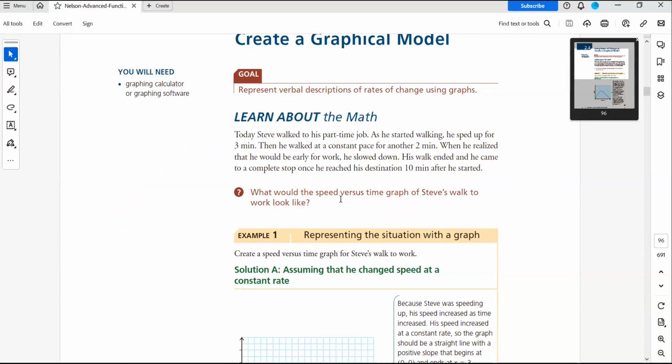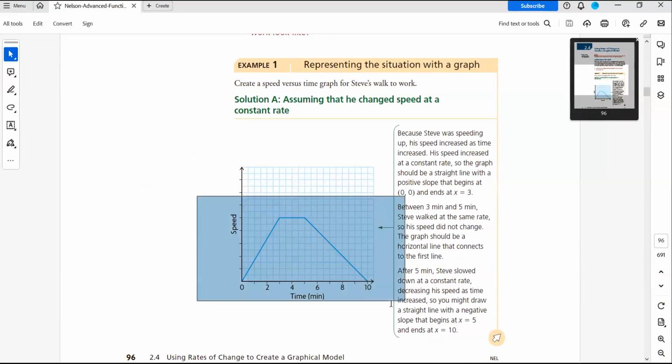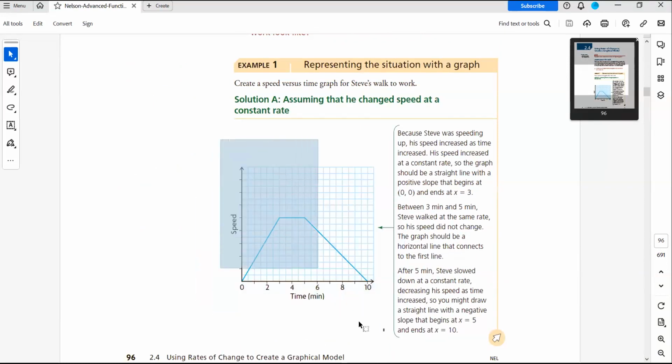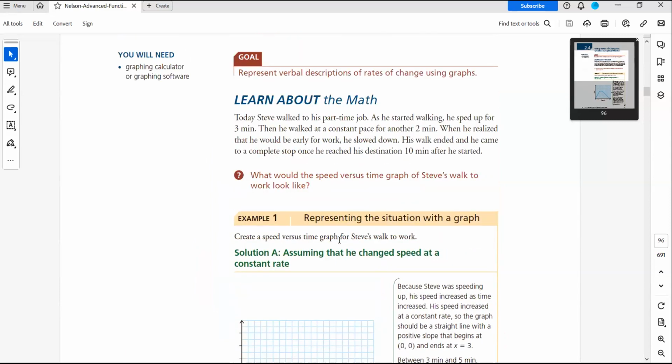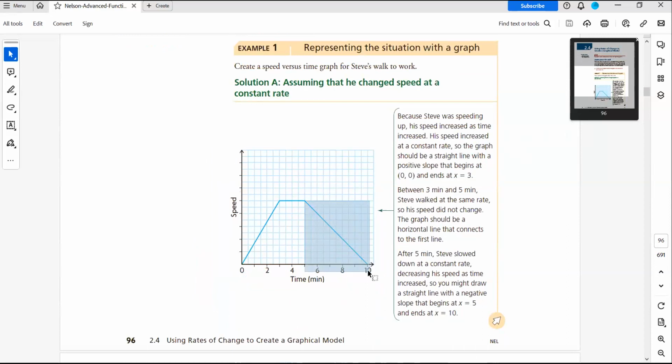So what would the speed versus time graph of Steve's walk to work look like? And that's a more clear representation of what I just showed you. You can clearly see the interval where he's speeding up from 0 to 3 minutes, then from 3 to 5, he's walking at a constant pace, and then from 5 to 10, he's slowing down, because he reached his destination 10 minutes after he started. So overall, he was walking for 10 minutes. So the last interval is 5 minutes.